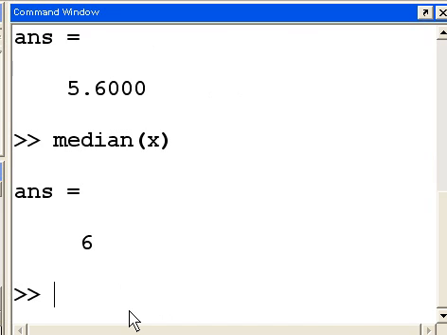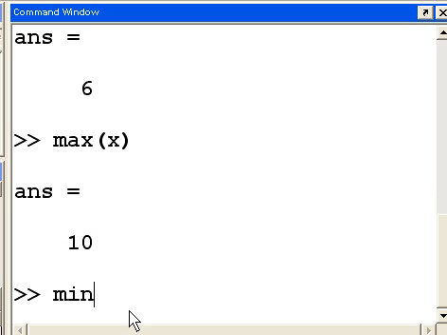What if I want to get the maximum value? Max x is 10. What if I want to get the minimum value? Min x is 1.